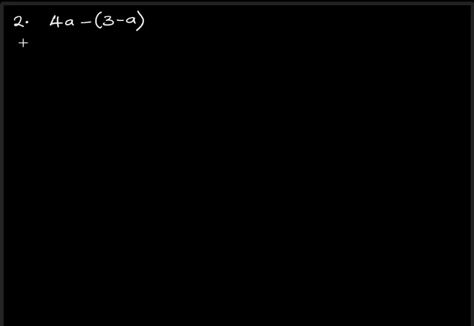Okay, so let's move to number 2. Solution. What do we have here? This will give us 4a minus bracket 3 minus a. 4a minus bracket 3 minus a. This will be equal to what?